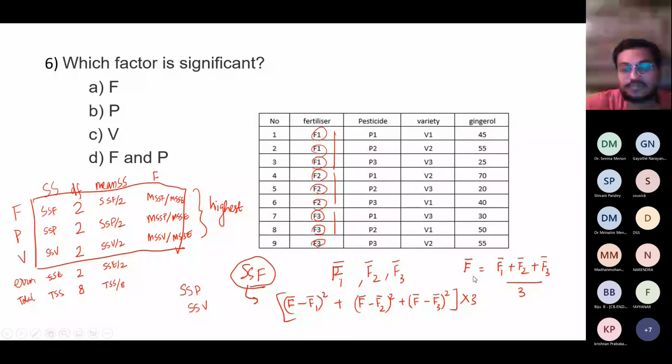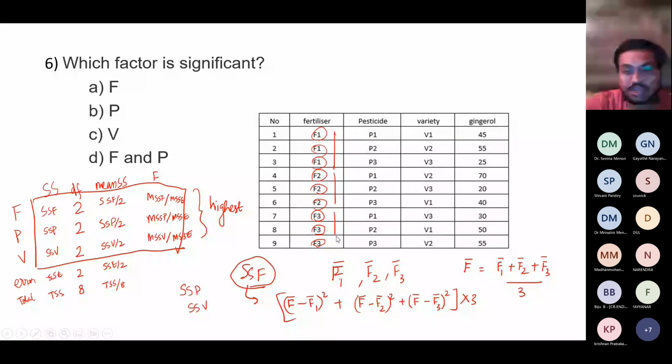Then to calculate the sum of squares, we take the mean of the fertilizers, subtract it from F1, square it, take the mean, subtract it from F2, square it, and do the same for F3. Then add all of these together and multiply it by 3. We are multiplying by 3 because F1 here has 3 different values, F2 has 3 different values, and F3 has 3 different values.